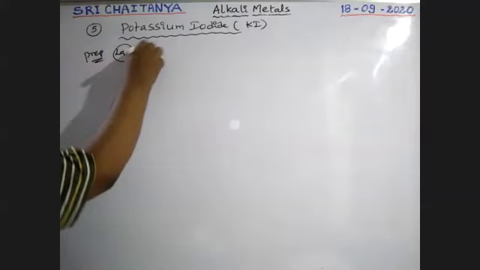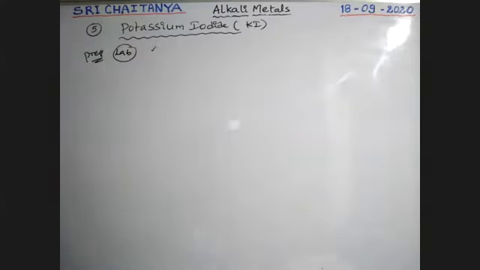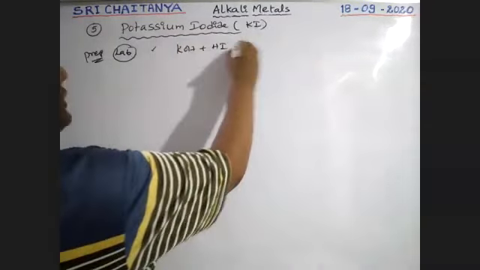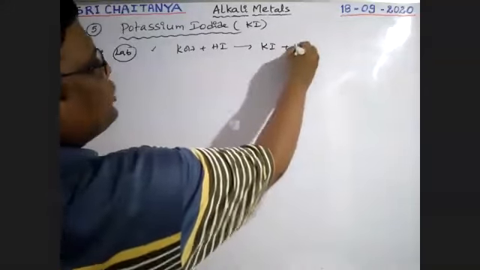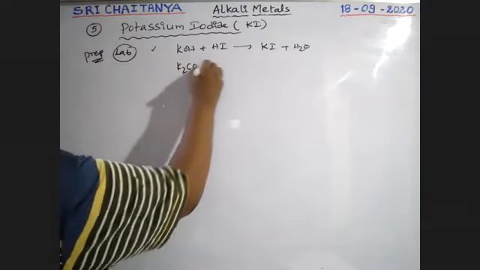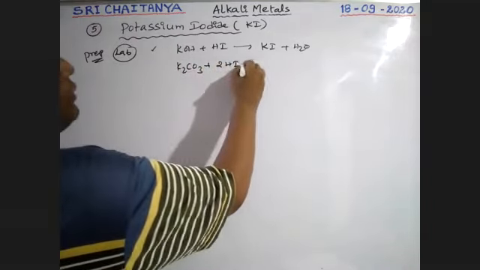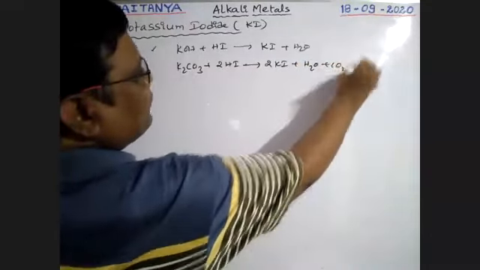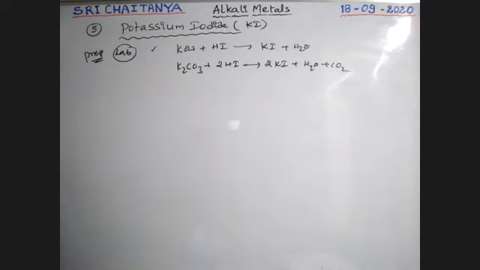Laboratory preparation methods. First one: when KOH, a base, reacts with HI, an acid, that gives KI plus H2O. Similarly, K2CO3 plus 2HI gives 2KI plus H2O plus CO2. These two are the laboratory preparation methods of KI, potassium iodide. Now, industrial methods.